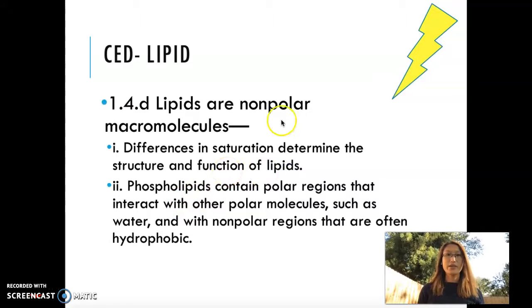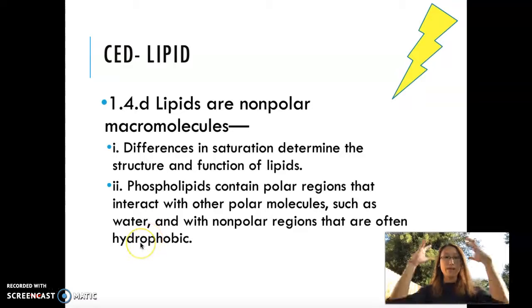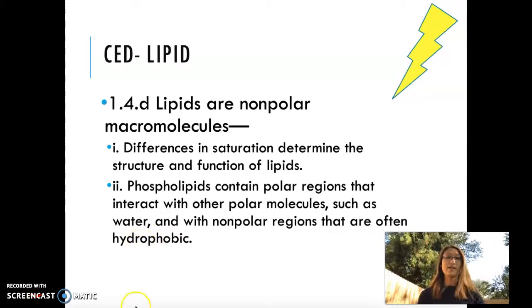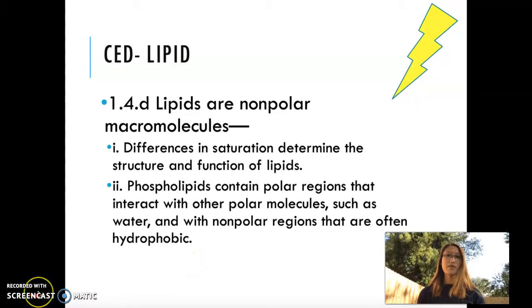All right, here is our CED. So let's take a look. Did we cover everything? We have difference in saturation, right? We talk about saturated, unsaturated. We talk about phospholipid. It has a nonpolar region, right? They face each other away from water. And then we have the polar region, the hydrophilic head, which faces the outside of the cell and the inside of the cell. Together, they form your phospholipid bilayer. I hope this helps.